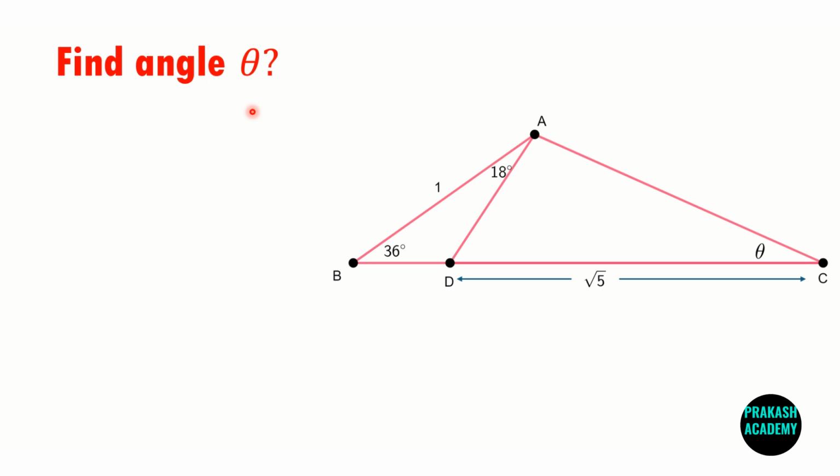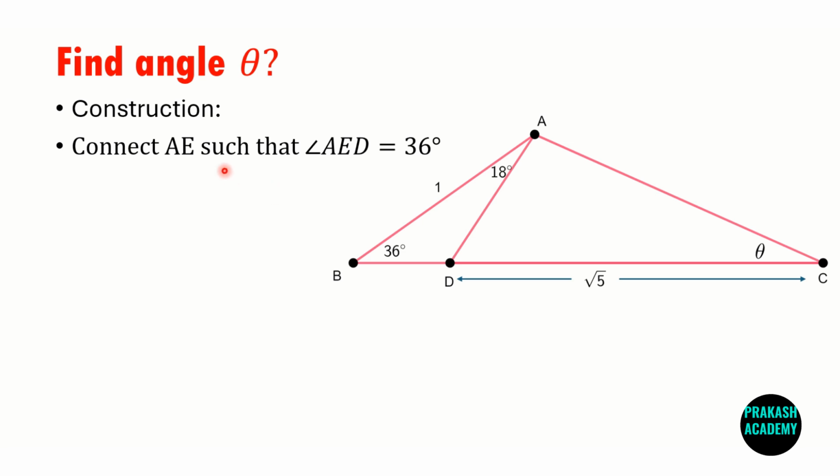So I will use angle chasing and some trigonometric identity to solve this problem. Let us do one construction. From point A, draw a line AE such that angle AED is equal to 36 degrees. So this is the line AE and this angle is 36 degrees. This is drawn from construction.